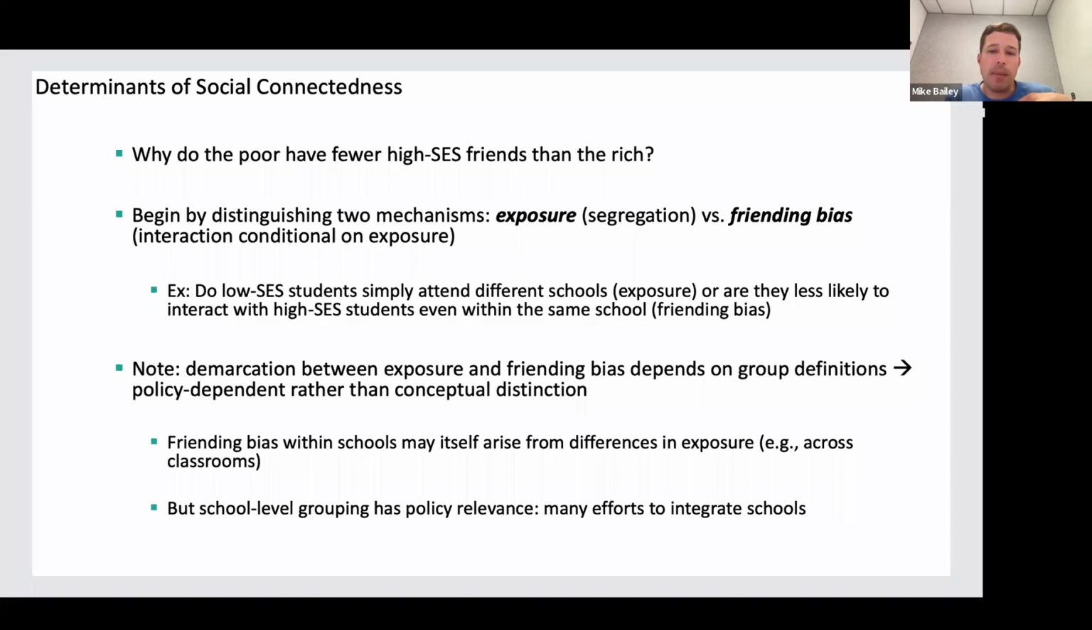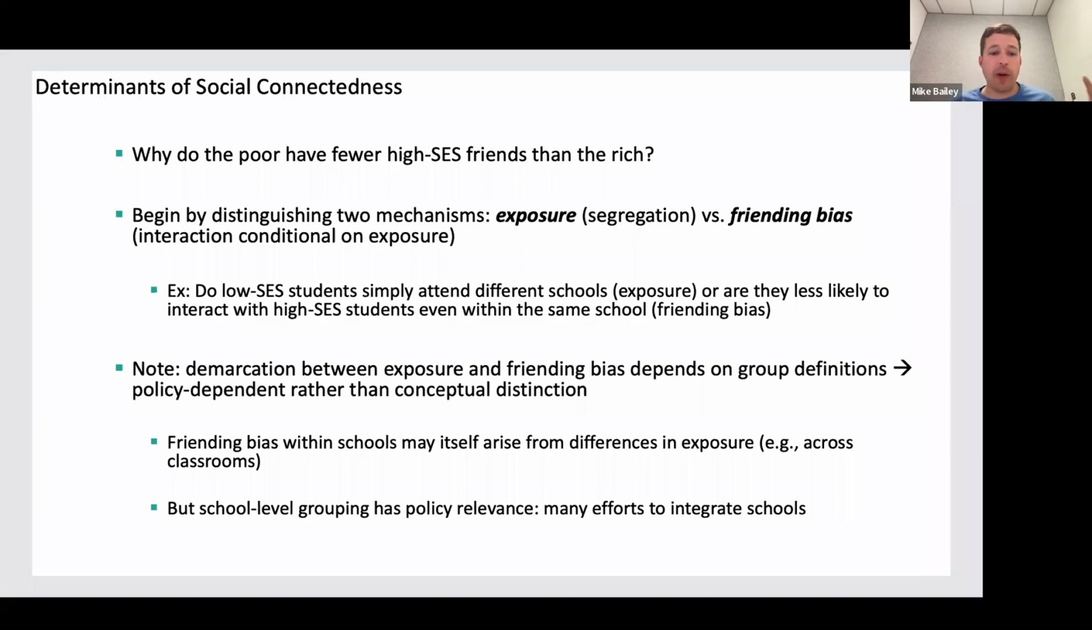So maybe I make friends from my neighborhood, friends from my school, and they're fully integrated spaces. Like I have the same number of high SES friends as you, but in my school, the high SES kids don't make friends with the low SES kids, and it's more of a bias problem than anything.